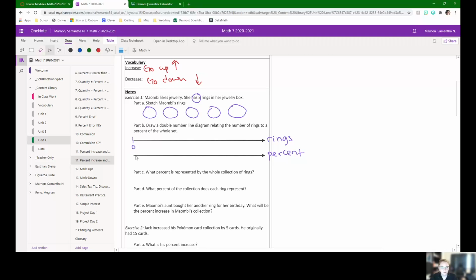So if I have 0 rings, it's 0%. Right now she has 5, so I'm going to put 5 rings on here. That's her whole set of rings. We've said a whole is always 100%.